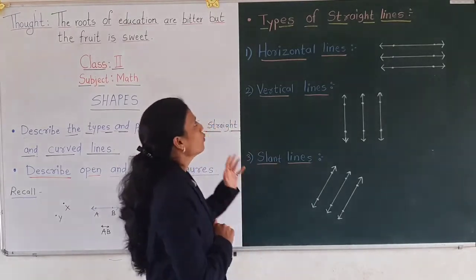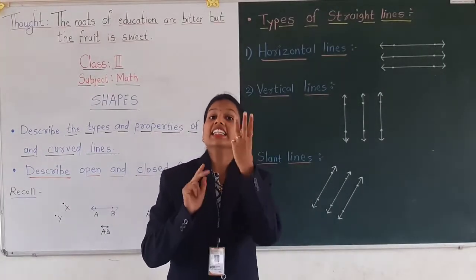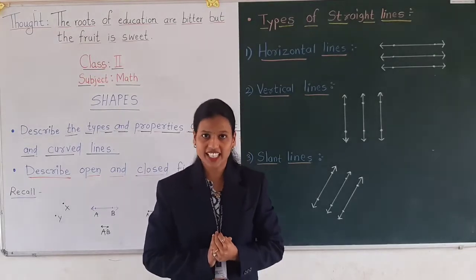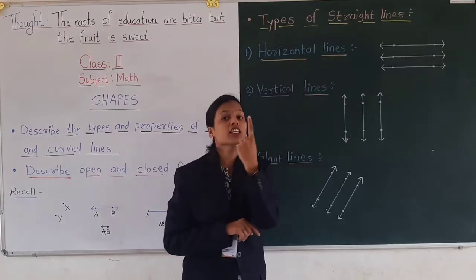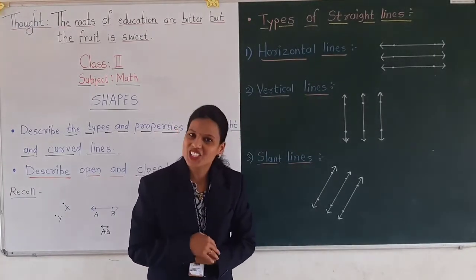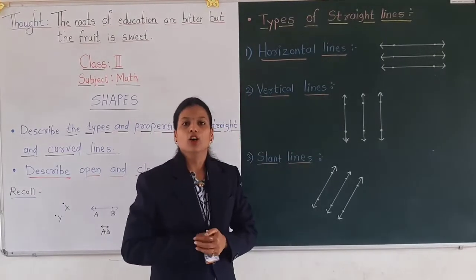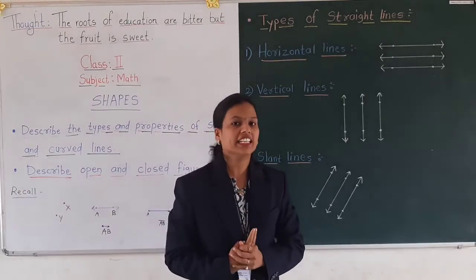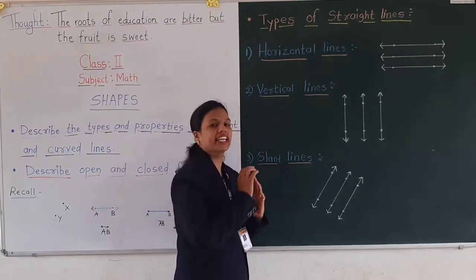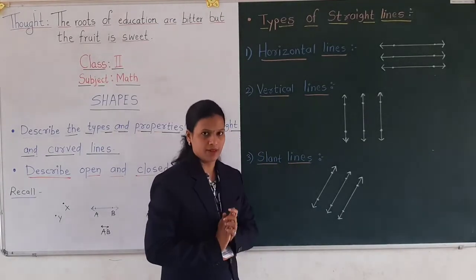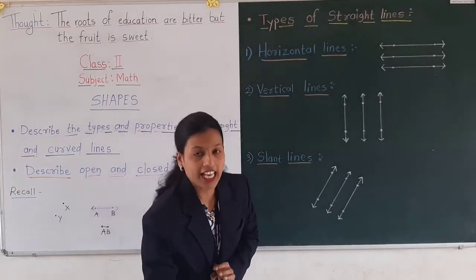Let us see. What are the types of straight lines? There are 3 types of straight lines. The first one is horizontal lines. What is the first type of line? Horizontal line. The second is vertical lines. What is the next type of straight line? Vertical lines. And the third type of line is slant lines. What is the third type of straight line? Slant lines. Okay.